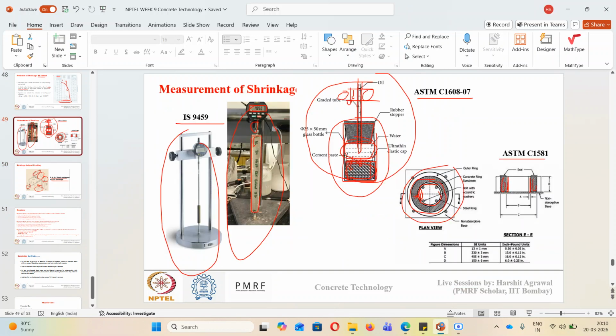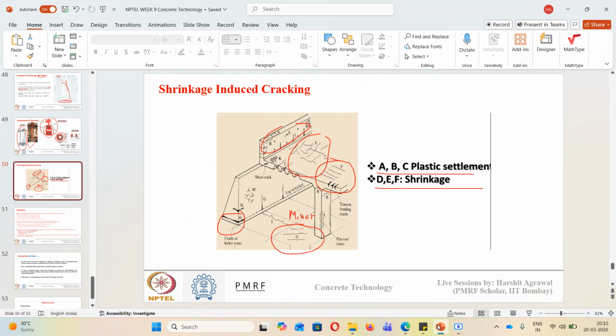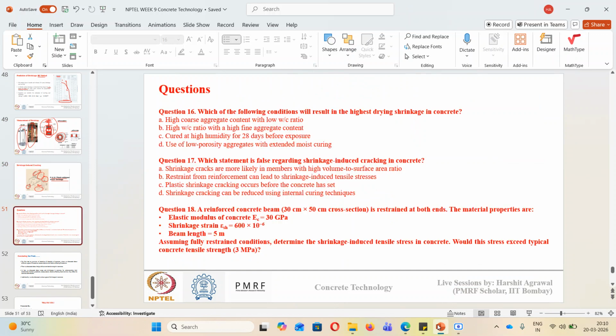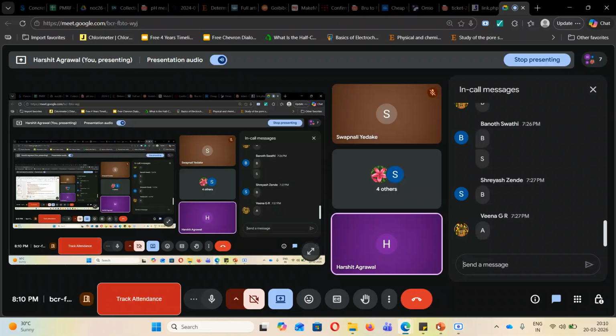So just now I was discussing how shrinkage is measured using length comparator, guard ring setup, and autogeneous shrinkage setup. And then I was talking about cracking in concrete due to shrinkage, how cracks appear and how they are classified in minor category, and what all cracks come under major category. And then I came to this slide before I switched to a presentation.